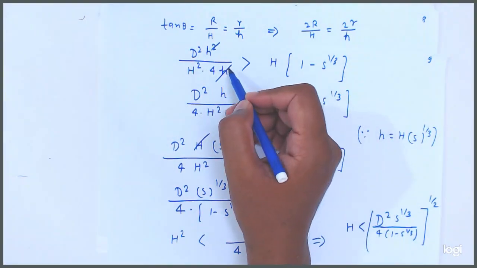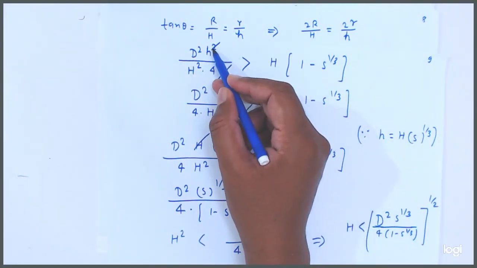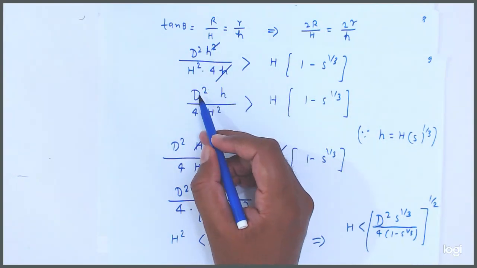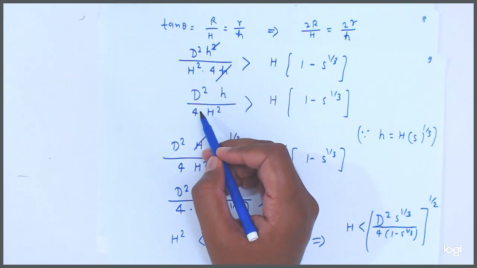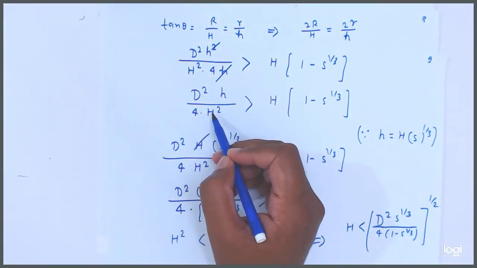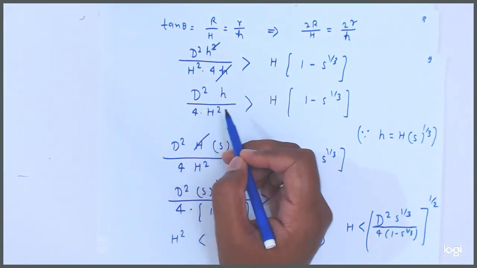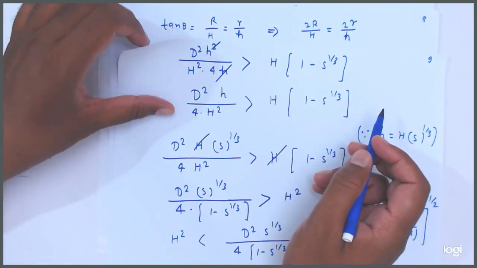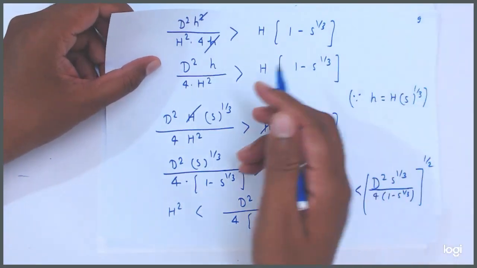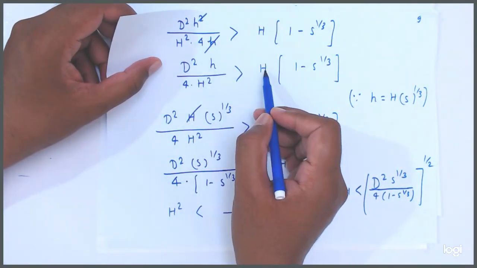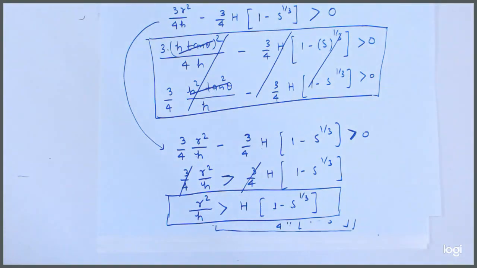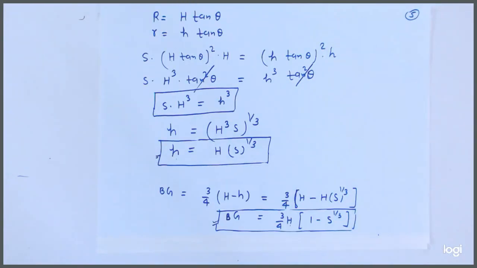Okay, so from here, small h to this h square, one term cancels out. So what is left here? D square into small h upon 4 into capital H whole square should be greater than this term. Now we know, friends, already we found here one relation between small h and capital H. What is that relation, friends? What is that relation we are able to find?